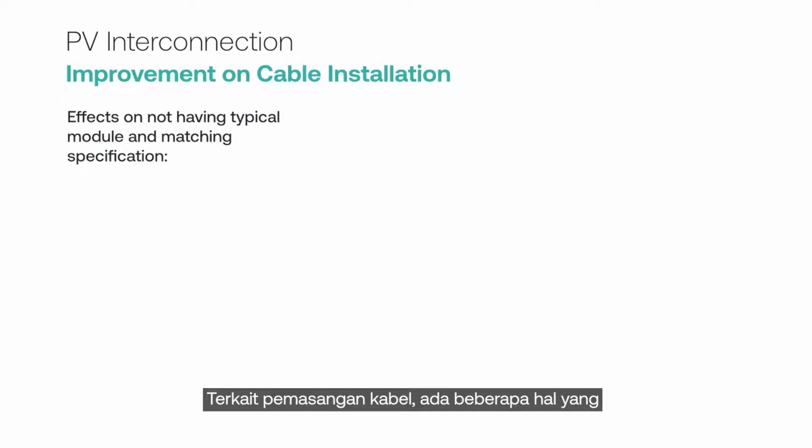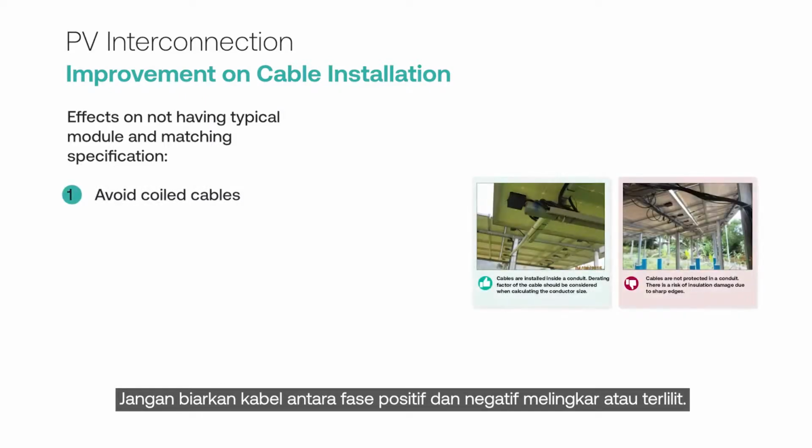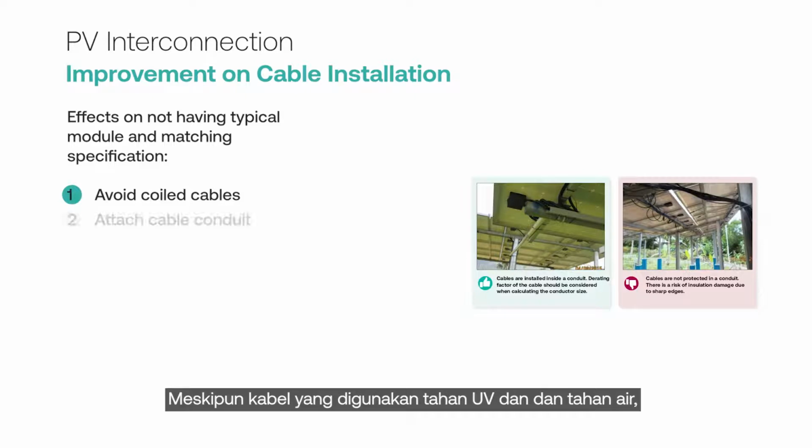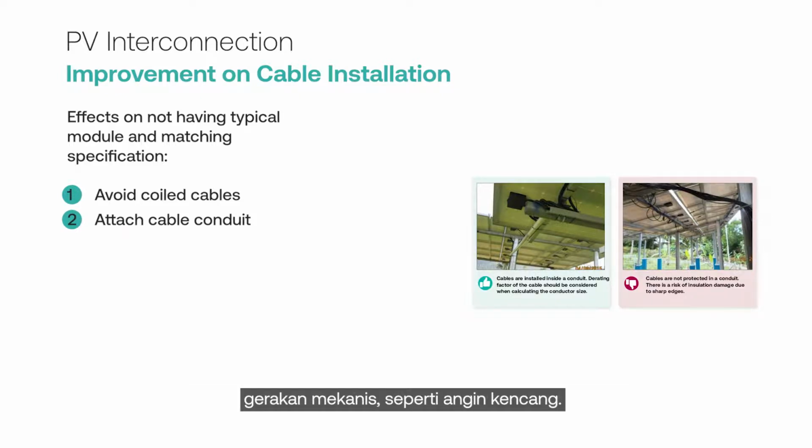Regarding cable installation, there are several things that can be done to improve its quality. Avoid coiled cables between positive and negative passes. Although the cable used is UV resistant and water resistant, it is better to also install cable conduit to support the cable against mechanical movement, such as when there is hard wind.